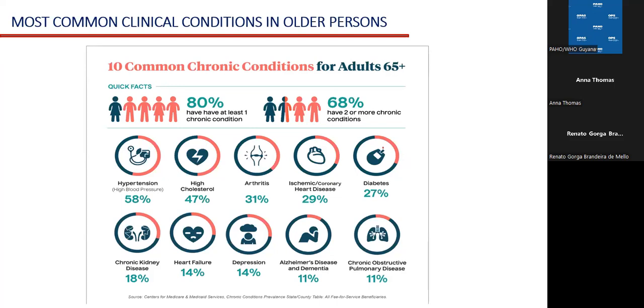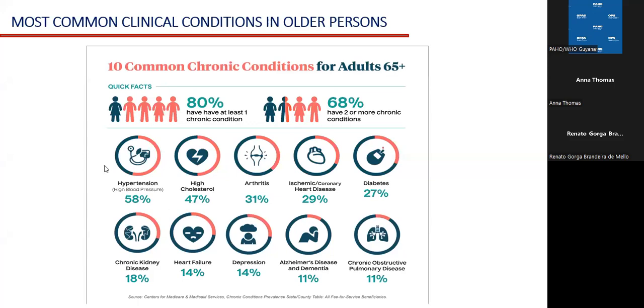Okay, let's resume. Let's talk now about the most common clinical conditions in older persons. Here are the 10 common chronic conditions for adults 65 plus years. 80% of older persons have at least one chronic condition, and 68% of them have two or more chronic conditions.